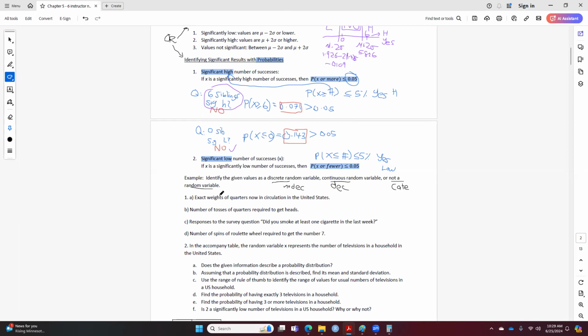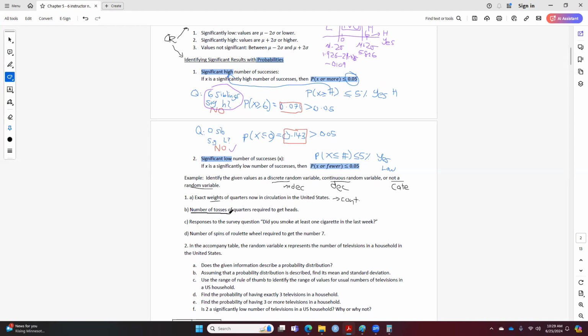Okay. So let's take a look at the first example here. Exact weight of quarters now in circulation in the United States. So ask yourself, is that quantitative or categorical? Weight is quantitative. So in this case, is it discrete or continuous? Can weight be represented by decimals or no decimals? Since the weight of a quarter can be represented by decimals, this will be the continuous type.